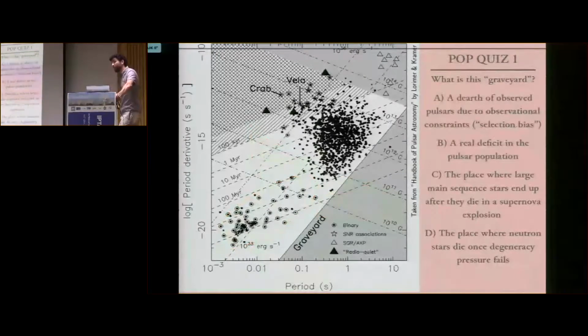Okay, so here's our pop quiz question 1. This has actually less to do with my talk and is more of a review of what you saw yesterday. There's a huge dearth of pulsars here, delineated by this line, and it's referred to here as the graveyard. So what is this thing? A: a dearth of observed pulsars due to observational constraints or some kind of selection bias? B: a real deficit in the pulsar population? C: the place where main sequence stars end up after they die in a supernova explosion? D: the place where neutron stars die once degeneracy pressure fails? So take just 10 seconds and think to yourself or ask your neighbor. And then I'll ask for a show of hands.